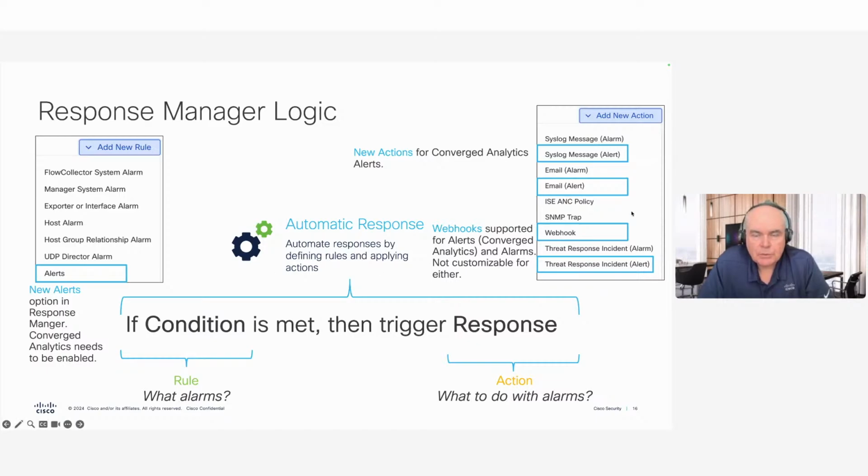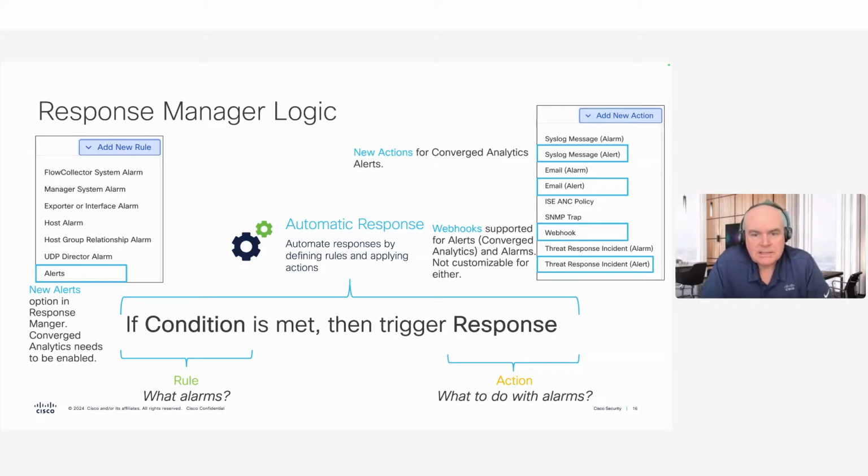What actions can you do? And you'll notice here now, we've got syslog message brackets alarm, syslog message brackets alert. So remember again, alert is for the converged analytics. That's the additional engine, that 48 alerts that we're going to send. So when you select one of these, make sure you know which one you're selecting to see the expected response.